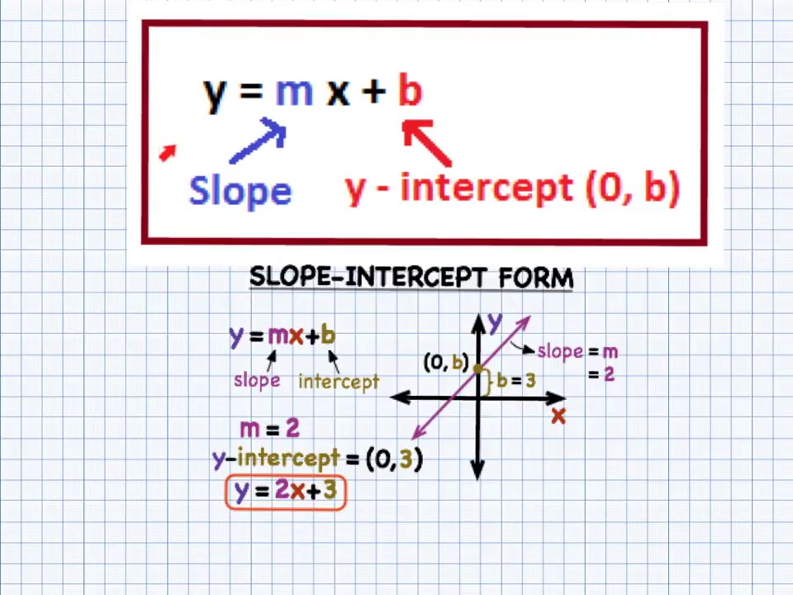Again, here we have the same thing. The m here is the slope. That's how much it changes. That's the rise over the run. And the b is the y-intercept. It always has a 0 for the x value, and then the b value is going to be where it crosses that y-axis. This down here shows you kind of the same thing, where the m is the slope.